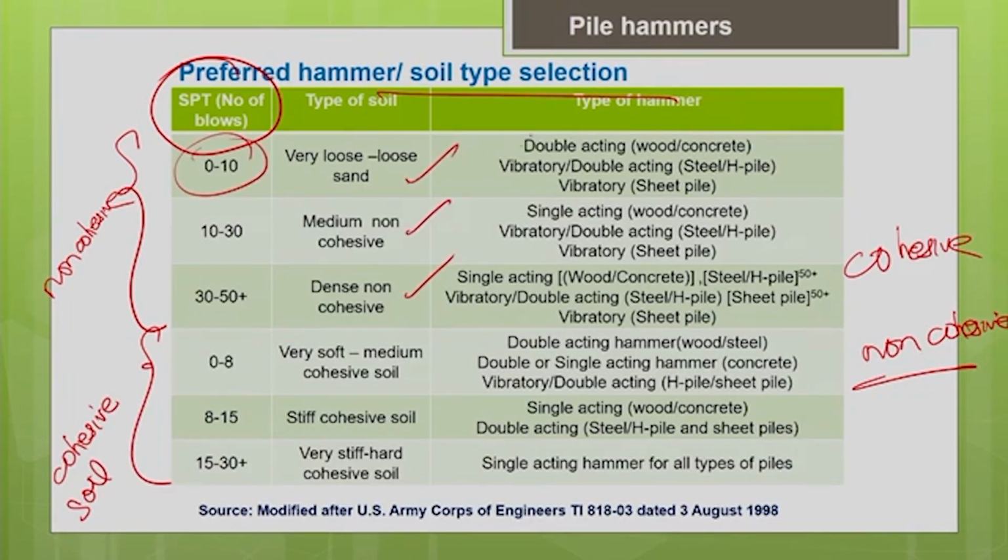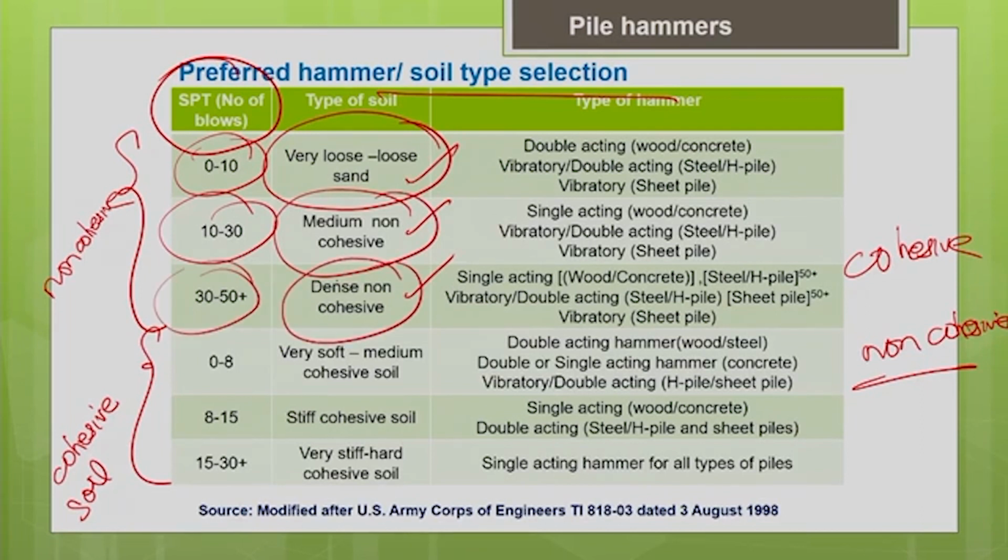For 0 to 10 blows, it is very loose to loose sand. For 10 to 30, it is medium non-cohesive sand. For 30 to 50 plus blows, it is dense non-cohesive sand. As the number of blows increases, the densification increases. So one basic guideline we need to keep in mind is, for very tough soil conditions, it is always preferable to go for a heavier hammer, which is nothing but your drop hammer or single acting hammer. That is always the heavier hammer: single acting hammer for tough soil conditions and for the heavier pile.